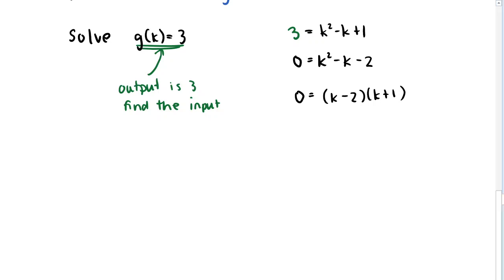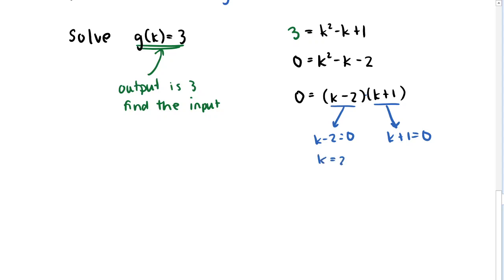We're asking for when two quantities multiply to 0. That only happens when one of the quantities themselves is 0. We can only multiply things together and get 0 if one of them is 0. And so either k minus 2 is 0 or k plus 1 is 0. These are going to lead to solutions to our equation.